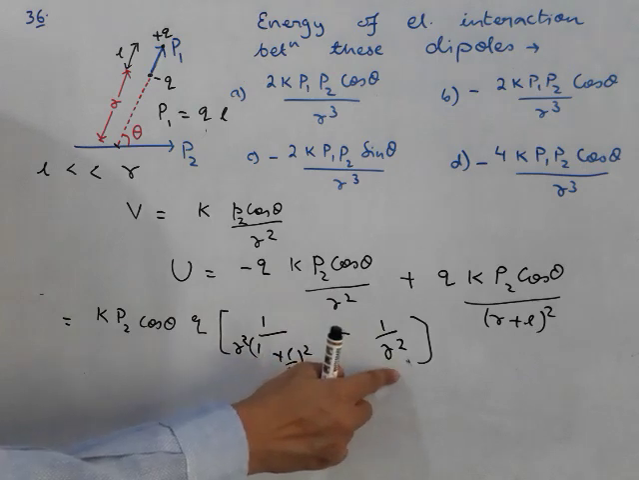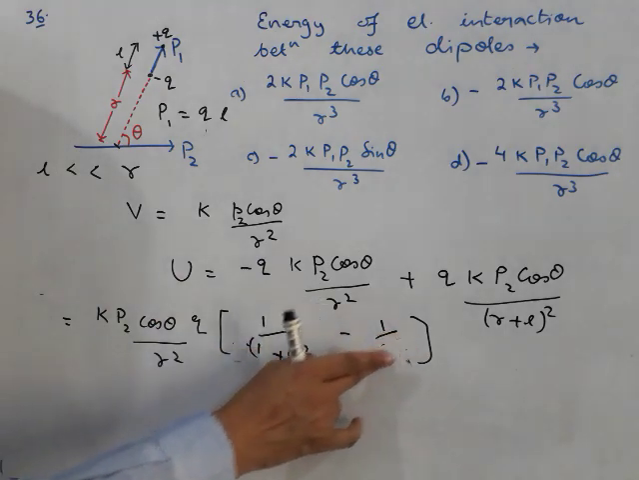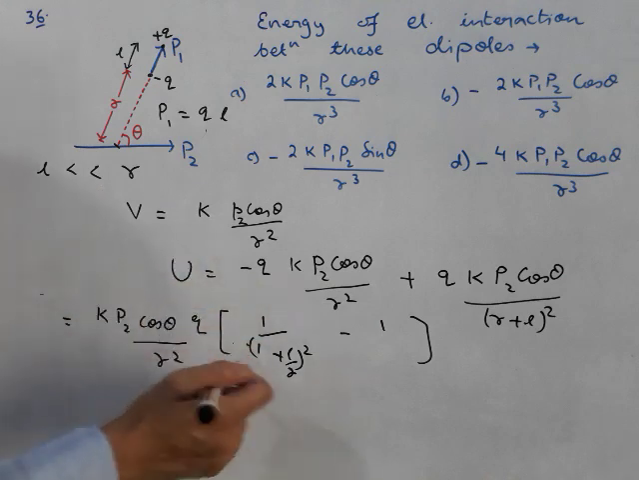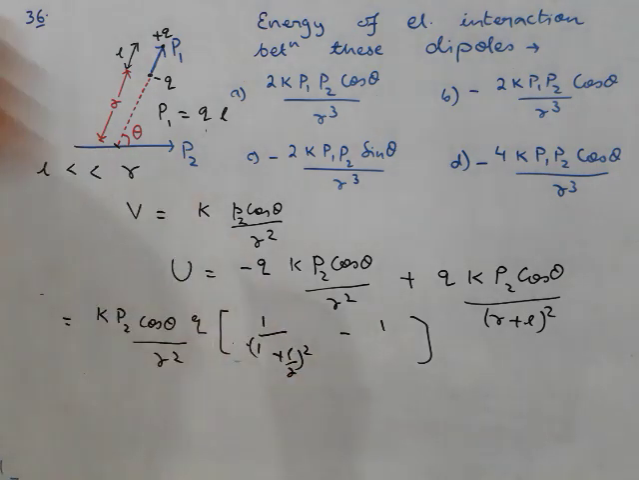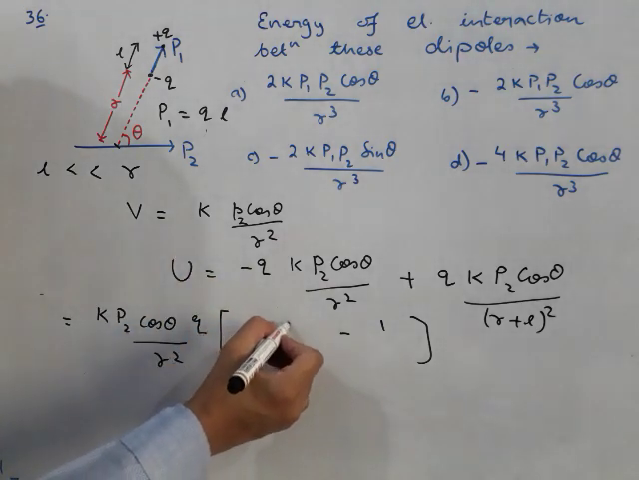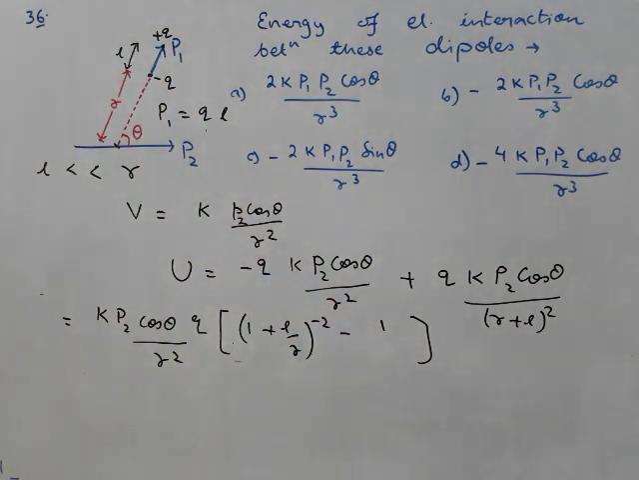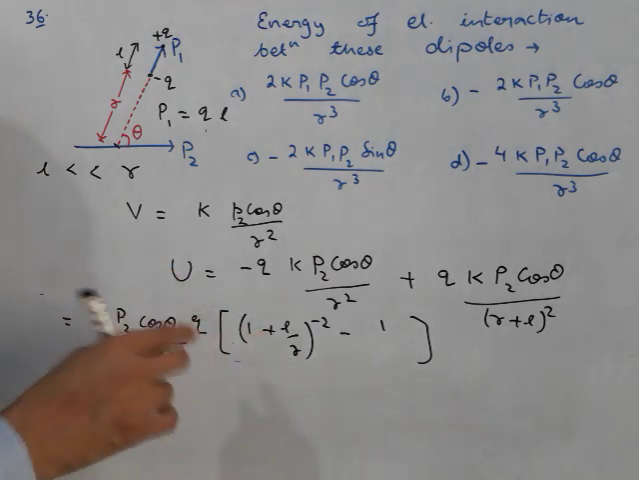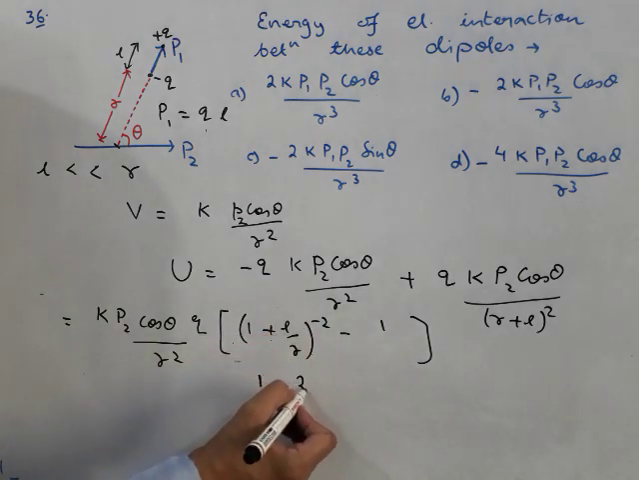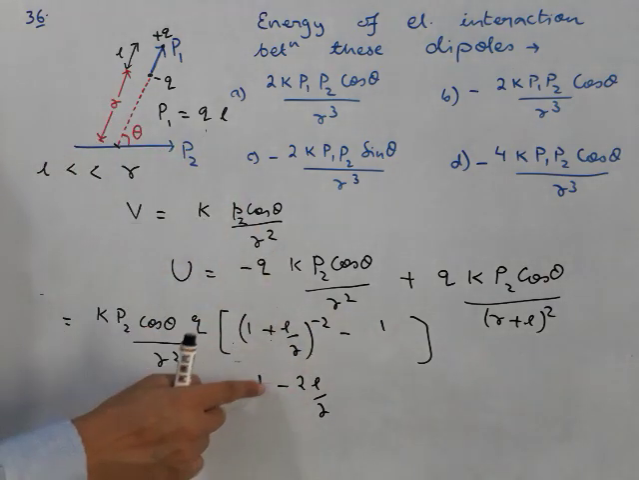And this R square and this R square you can take common, that will come out of the bracket like so. This expression we can take to the numerator, it will become (1 plus L by R) to the power minus 2. And if you expand it binomially, restricting to only two terms, it will become 1, then this multiplied by this, that is minus 2 times L upon R. Other terms we can neglect because L by R is very, very small compared to 1.